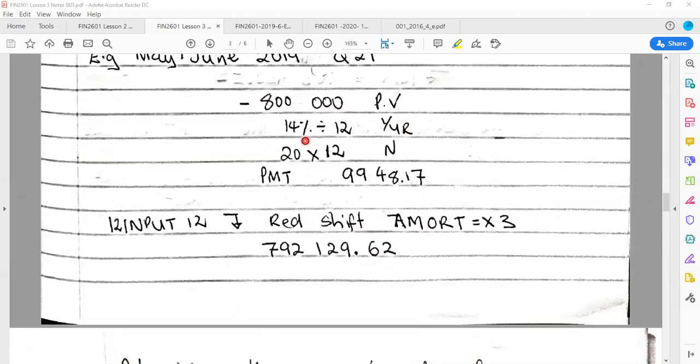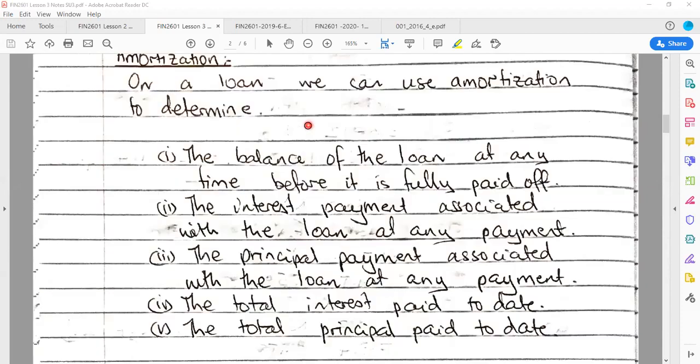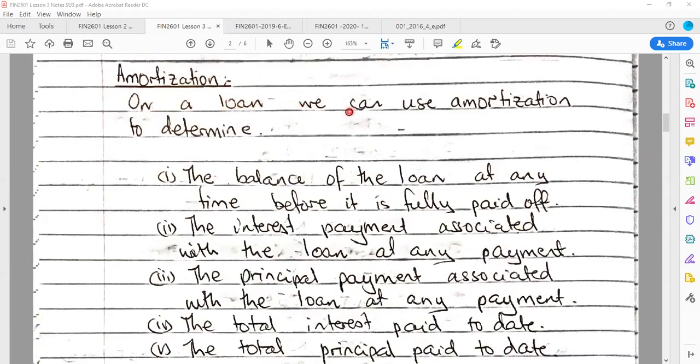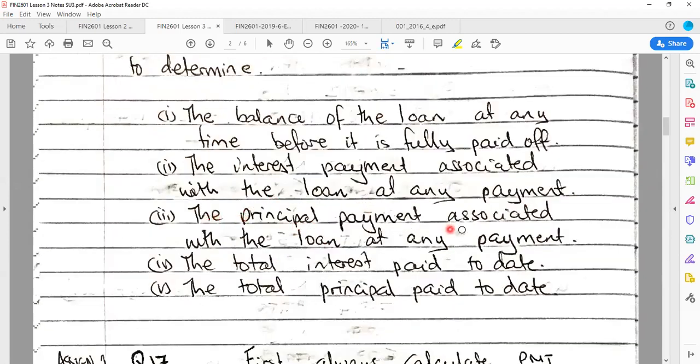Okay, so let's talk about amortization first. On a loan, we can use amortization to determine the balance of the loan at any time before it is fully paid off, the interest payment associated with the loan at any payment, the principal payment associated with the loan at any payment, the total interest paid to date, and the total principal paid to date.